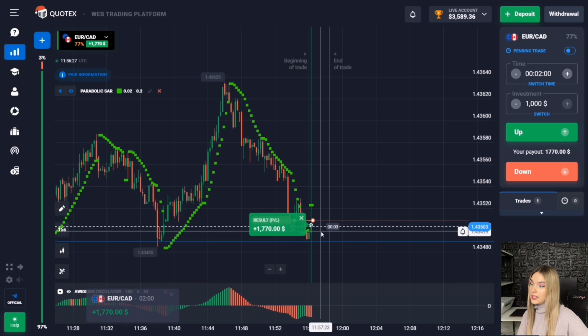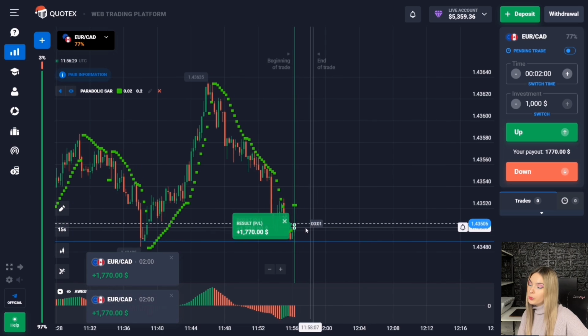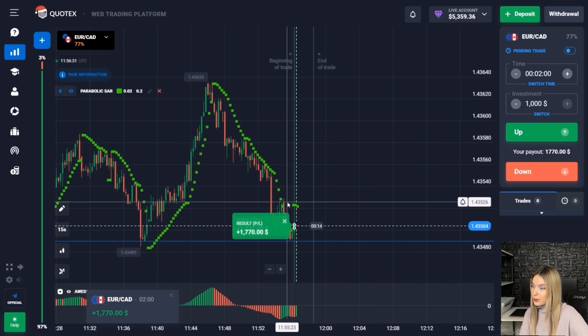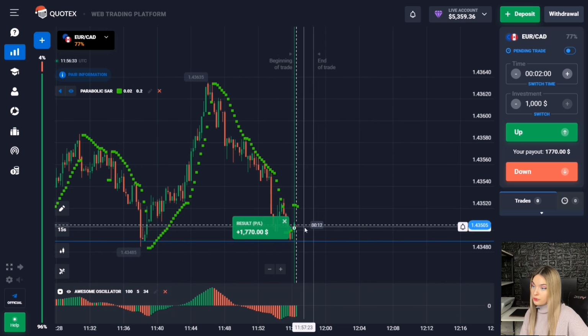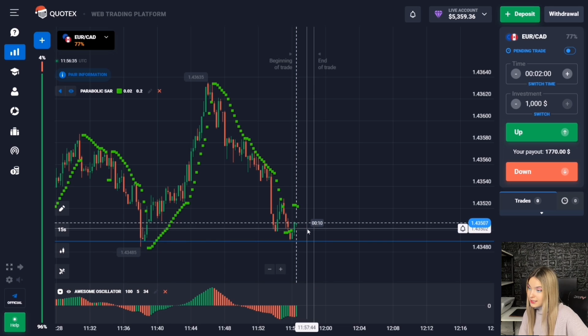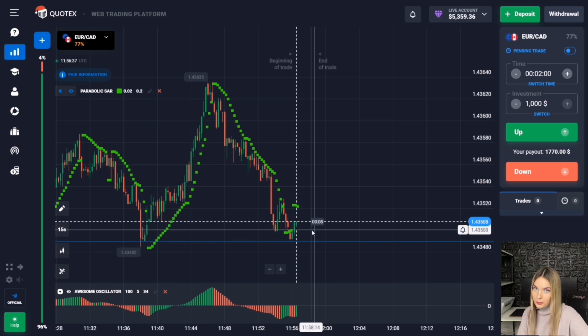Excellent, guys. After a slight pullback up, the downward movement continued and we are making profit. The price has an excellent potential for going down and the indicators also gave us a good entry point.